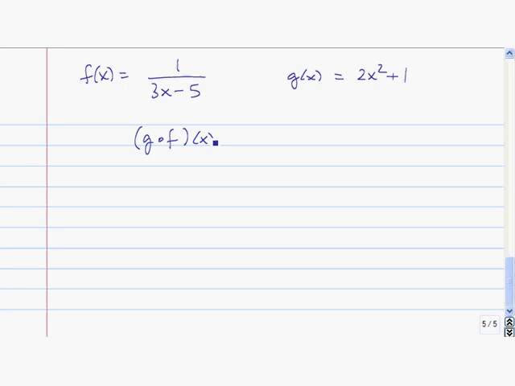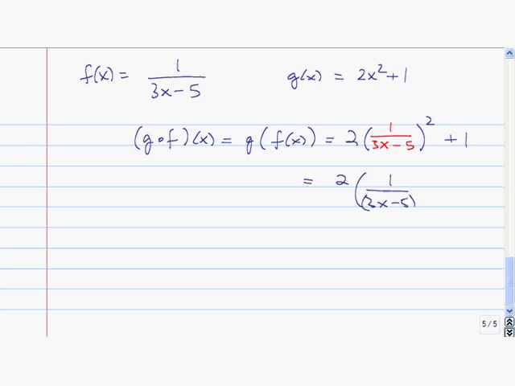Okay, for that same problem, find the composition function g of f of x. So in this case, f of x is the one that becomes the input. So we have to take f of x and plug it in for that x there. So we get 2 times 1 over 3x minus 5 squared plus 1. To square a fraction, we square the numerator, which is 1, over the square of the denominator, 3x minus 5, quantity squared, plus 1.